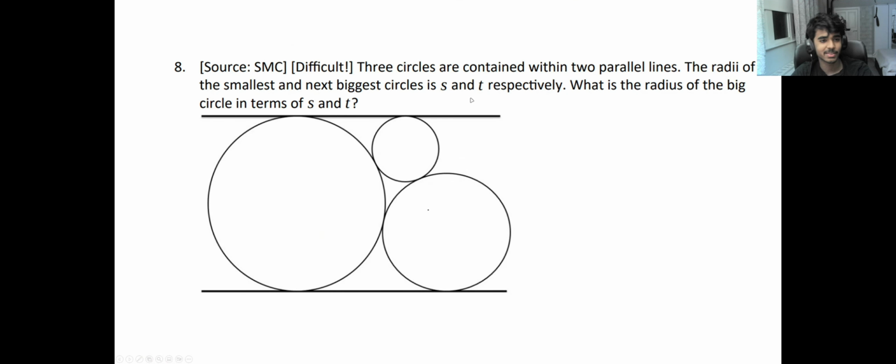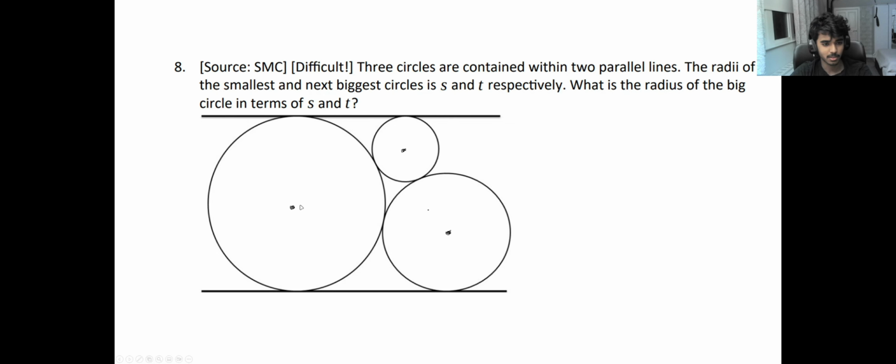Today we're going to be working through a Senior Maths Challenge question, and it has 3 circles contained in 2 parallel lines, and they're tangent to everything they touch. So for the large circle, we have to figure out the radius of it in terms of the radius of the small circle and the medium circle.